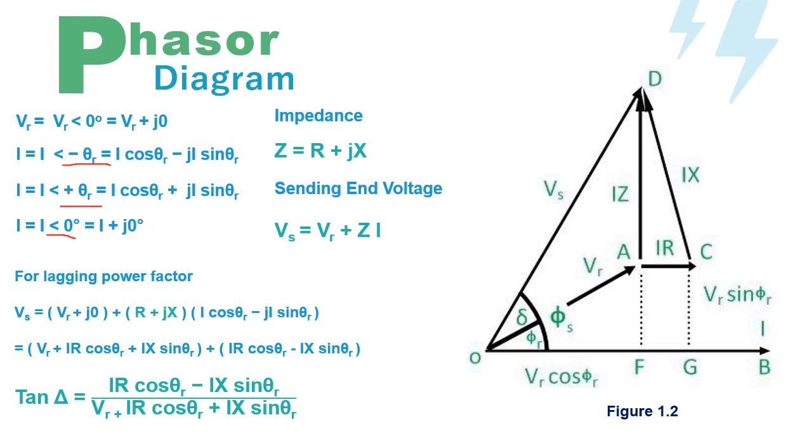We can also derive the tangent delta, which equals (IX cosine theta R minus IR sine theta R) over (VR plus IR cosine theta R plus IX sine theta R). And that's all the formulas we can derive from the phasor diagram of a short transmission line.